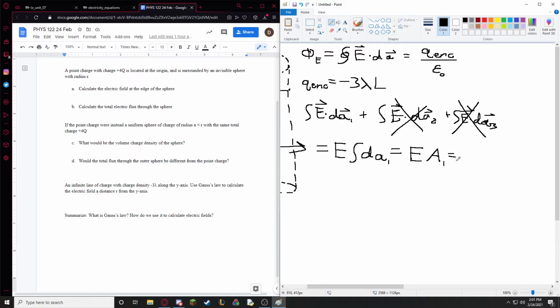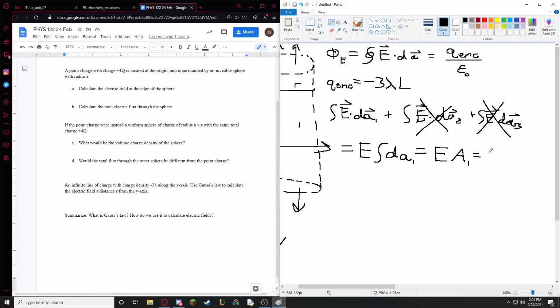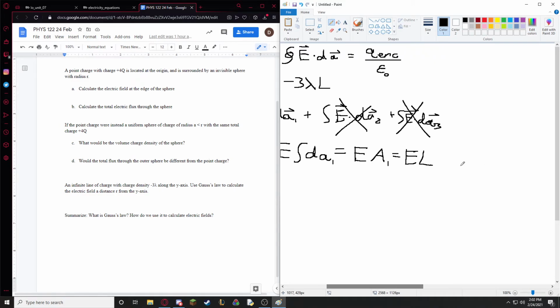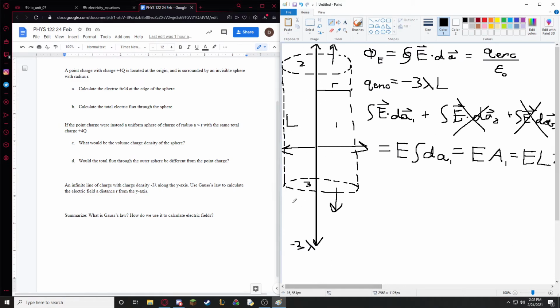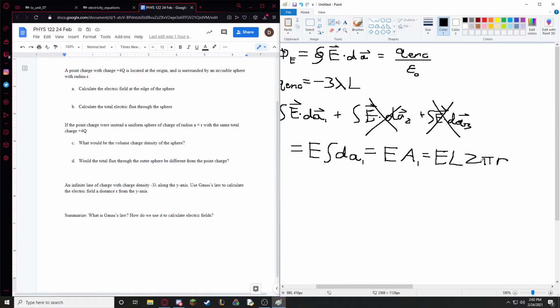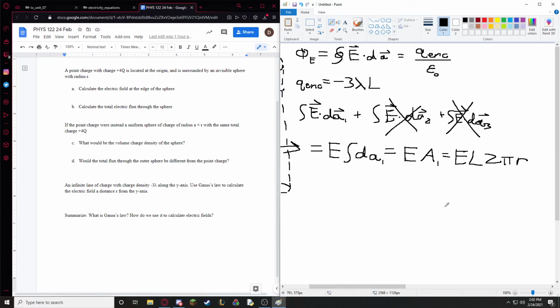In this case, it would be the height, or the L, multiplied by the circumference. And what's the circumference? 2 pi r. Exactly, it's just the circumference of a circle with the radius r. So E times L times 2 pi r. Now we have everything we need, right?